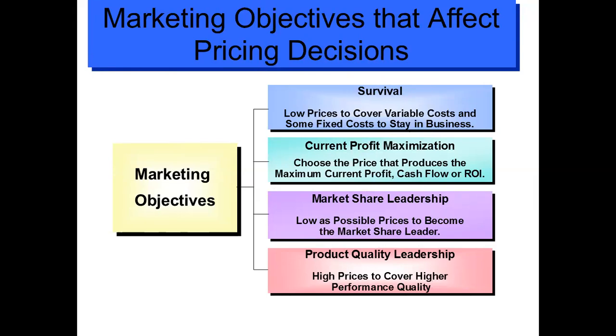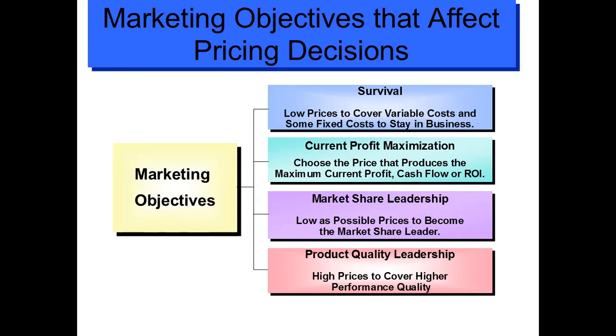Suppose a marketing organization has an objective of survival. So what will they do? If they have survival as their marketing objective, they will try to keep their price as low as possible so that they are able to cover variable cost and some of the fixed costs so that they can stay in the business. So here their pricing is generally affected by their objective of survival.